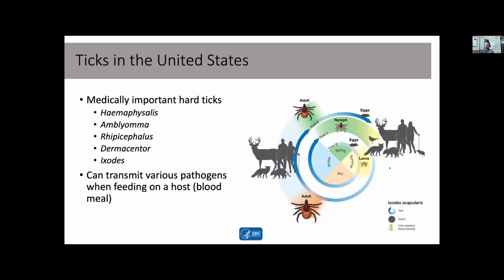Going over a basic life cycle of a hard tick, this is the life cycle of Ixodes scapularis, the deer tick in the Northeast. We can see on this life cycle plot there are 4 major life stages: egg, larva, nymph, and adult. The 3 life stages following hatching of the eggs are each associated with a blood meal, where these ticks can either acquire or transmit a pathogen.